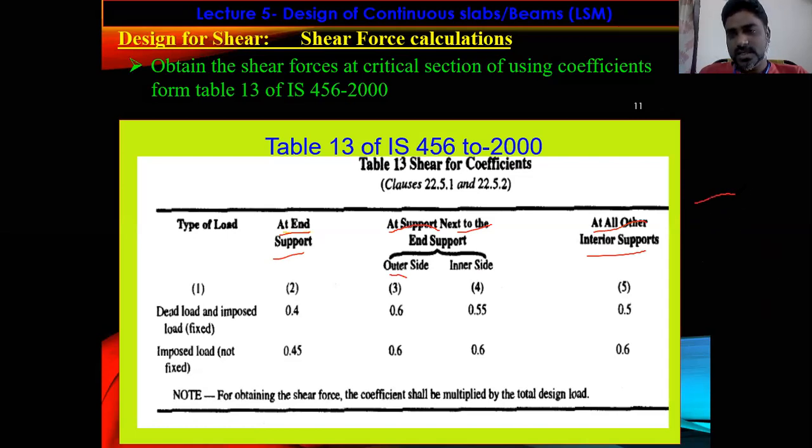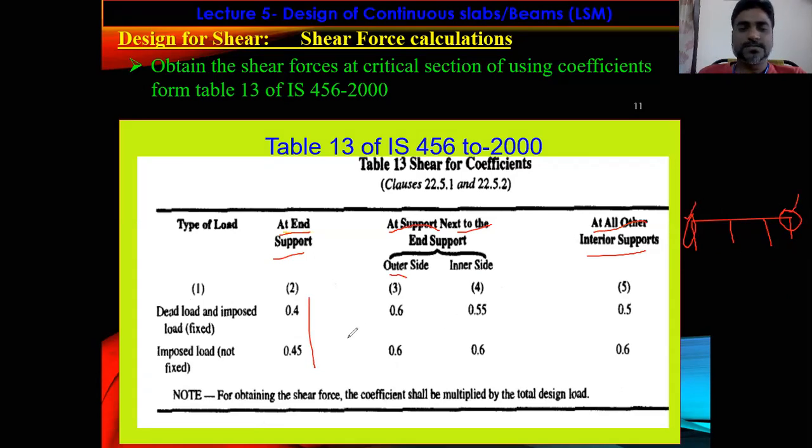So if we draw the diagram, sorry, right, then let us say for example there are three spans. So at end support, that means here and these two are end supports. So if you use these coefficients, you will get the shear force at this side and this side.